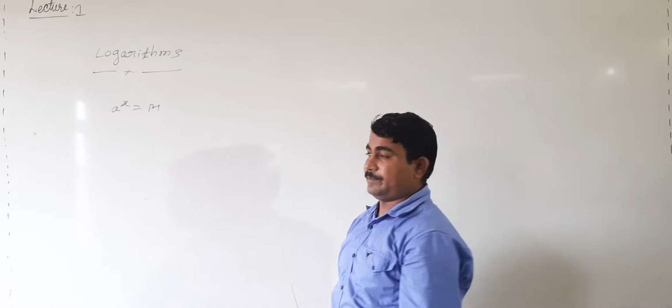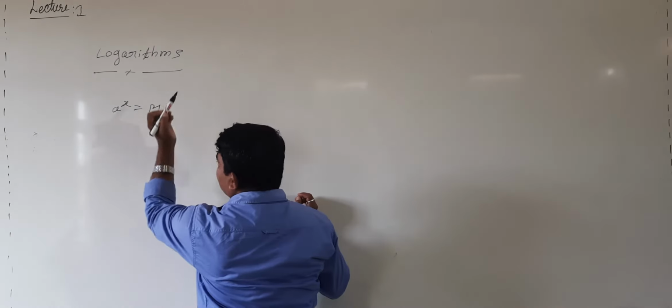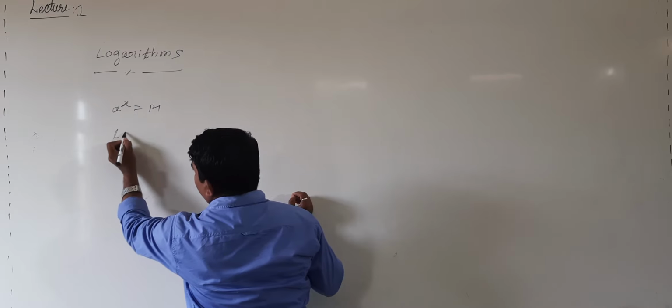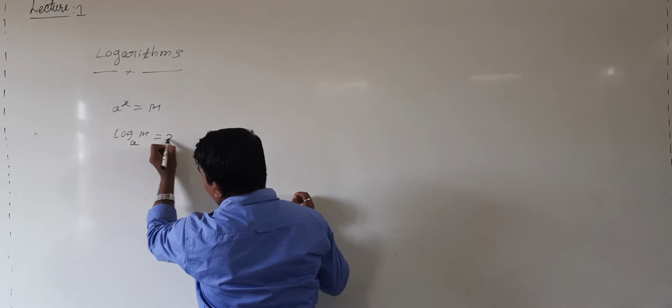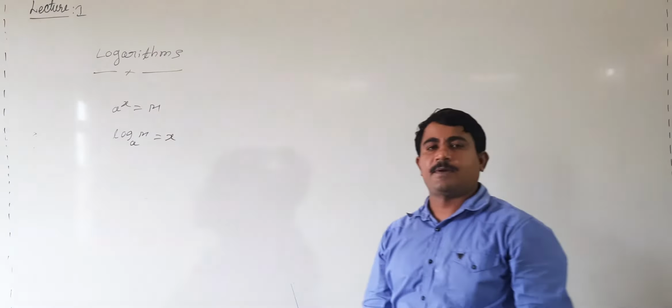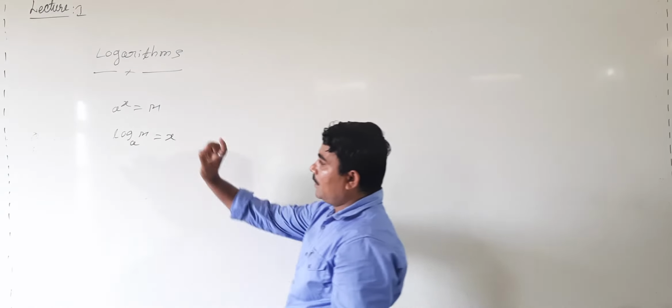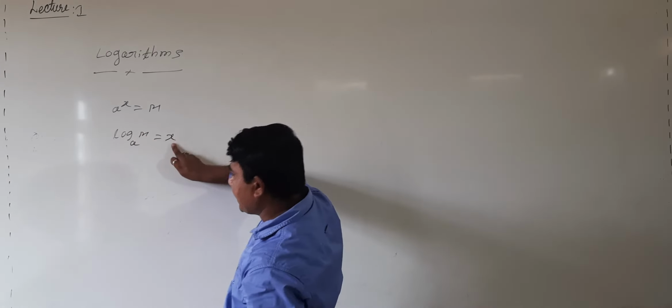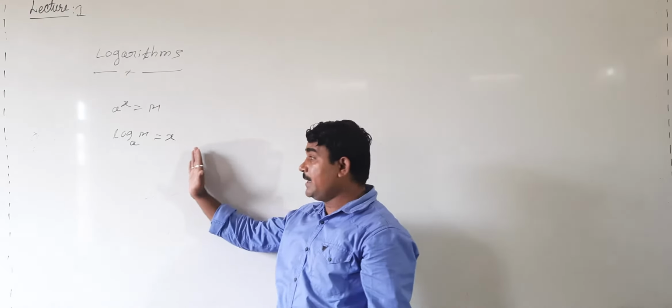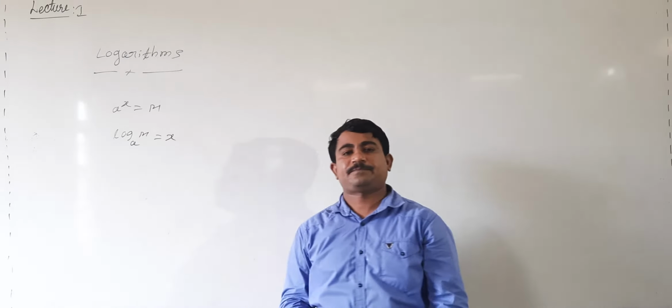How do we write this? See here, a raised to x equal to m, then how to write? Logarithm of m to the base a equal to x. Here x is called the logarithm of m.